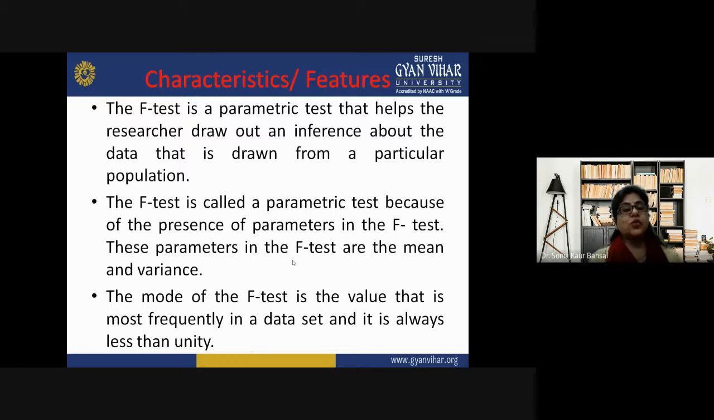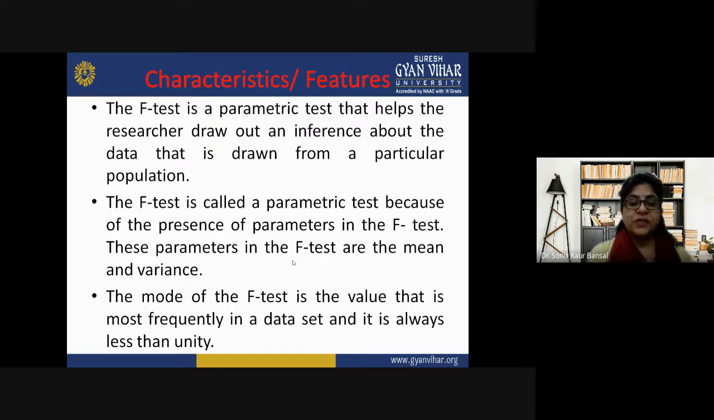So the F-test is known as a parametric test, and the data is collected from a particular population. These are the important characteristics, because the results will be taken from the data we have collected. Why is it called parametric? Because of the presence of parameters in the F-test, and these parameters are the mean and variance. This is another very important multiple choice question: what are the parameters found in the F-test? The correct answer is mean and variance.